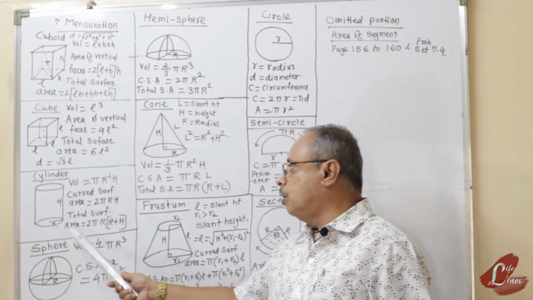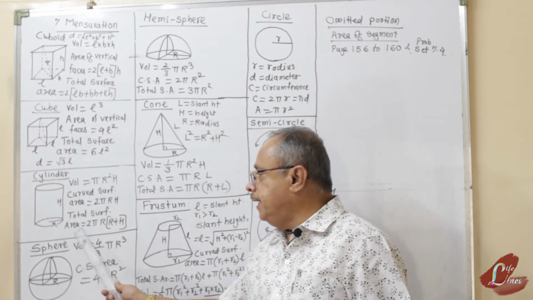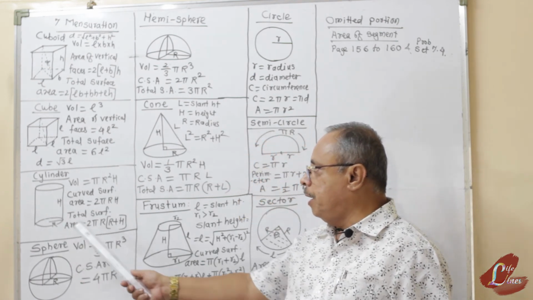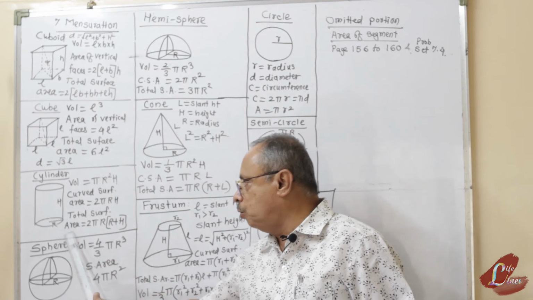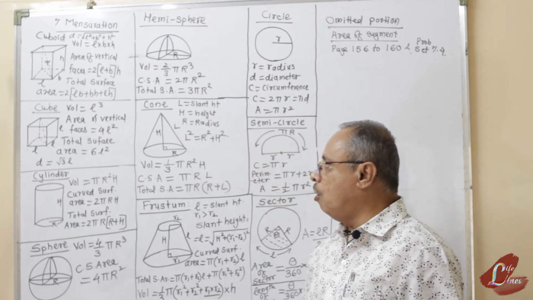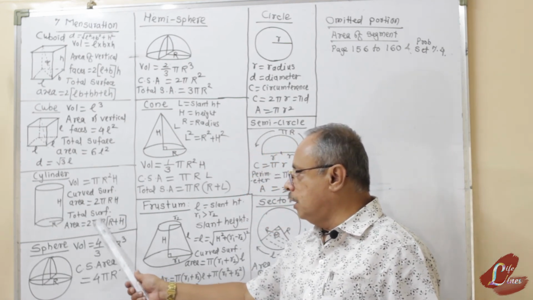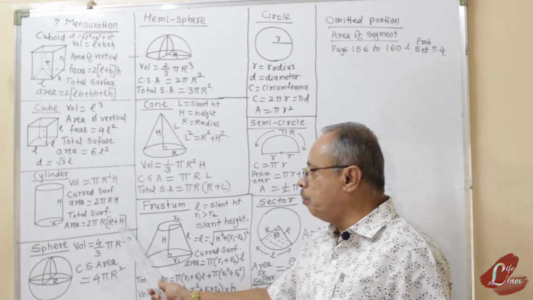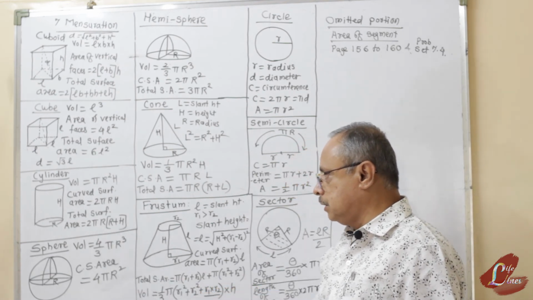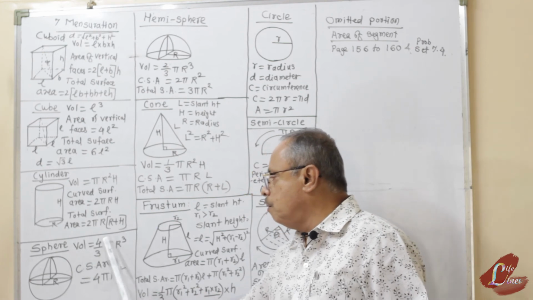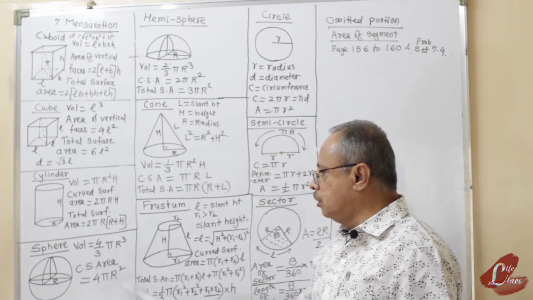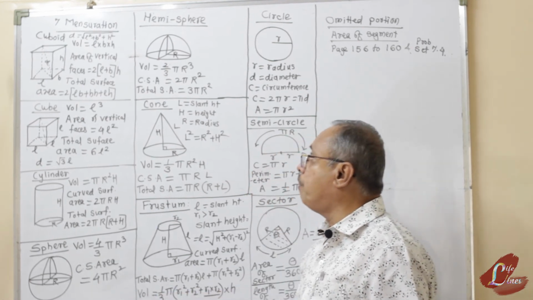And to find out the total tin sheet required to prepare a cylindrical box, we have to use the formula for the total surface area of the cylinder, that is 2 pi r into bracket r plus h. Volume of sphere is 4/3 pi r cube. Curved surface area is 4 pi r square.